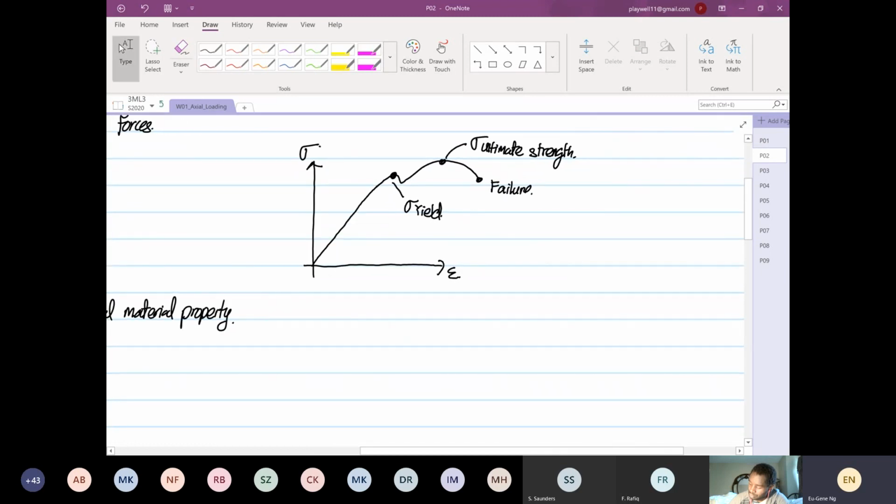And then I'm going to construct a line over here, right? And this gradient over here, anyone? What is this gradient called? This is the slope, the modulus of elasticity. Yep, you're right. So this is known as your Young's modulus.